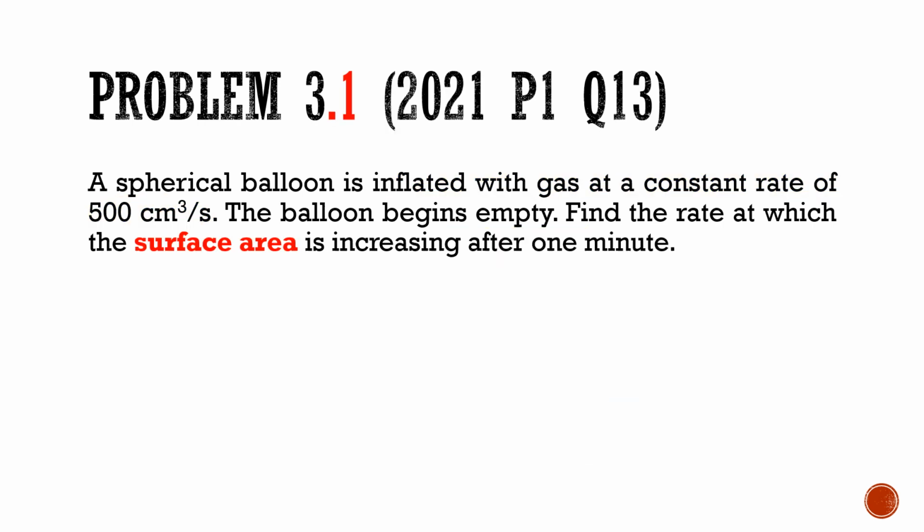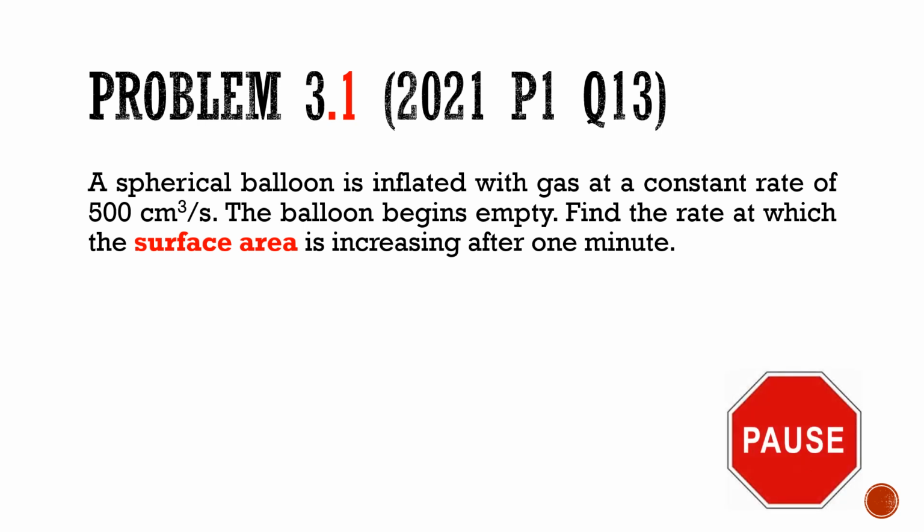Now let's go back to this question one more time. But in this variation, instead of finding the rate of change of the radius, are you able to find the rate at which the surface area is increasing after 1 minute? Pause the video here and give this question a good try.